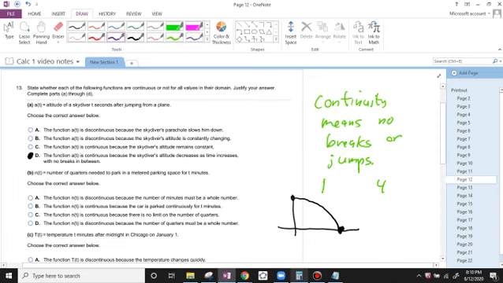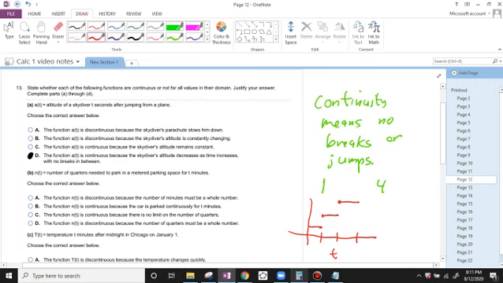N of t, the number of quarters needed to park in a metered parking space for t minutes. No breaks or jumps. Now we know this definitely has some jumps in it, right? This would not be continuous because, right? So if this is time, if you got 1 hour, 2 hours, 3 hours, it may cost $1 for the first hour. And then if you're going to be there more than an hour, it may then cost $2. And if you're going to be there more than 2 hours, it may cost $3, right?